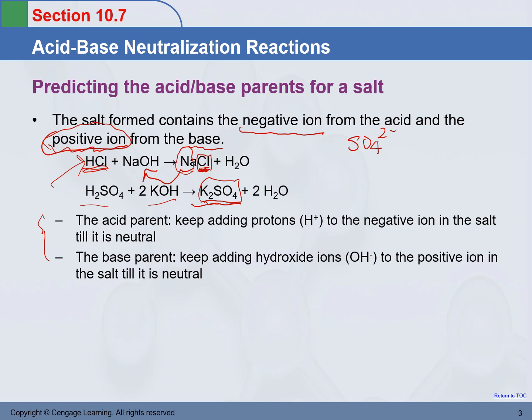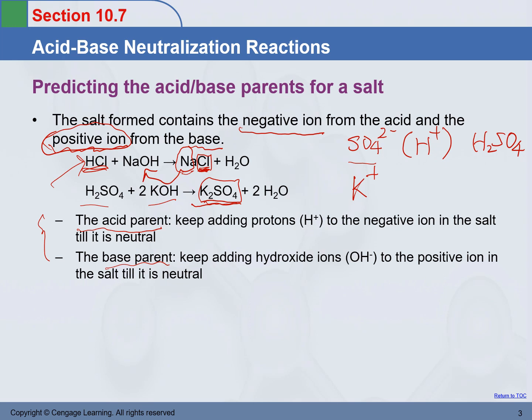Okay, to get the acid parent, you take the negative ion, keep adding protons to it until it is neutral. That is H2SO4. Good, very good. To get the base parent, you take the positive ion, in this case K plus.